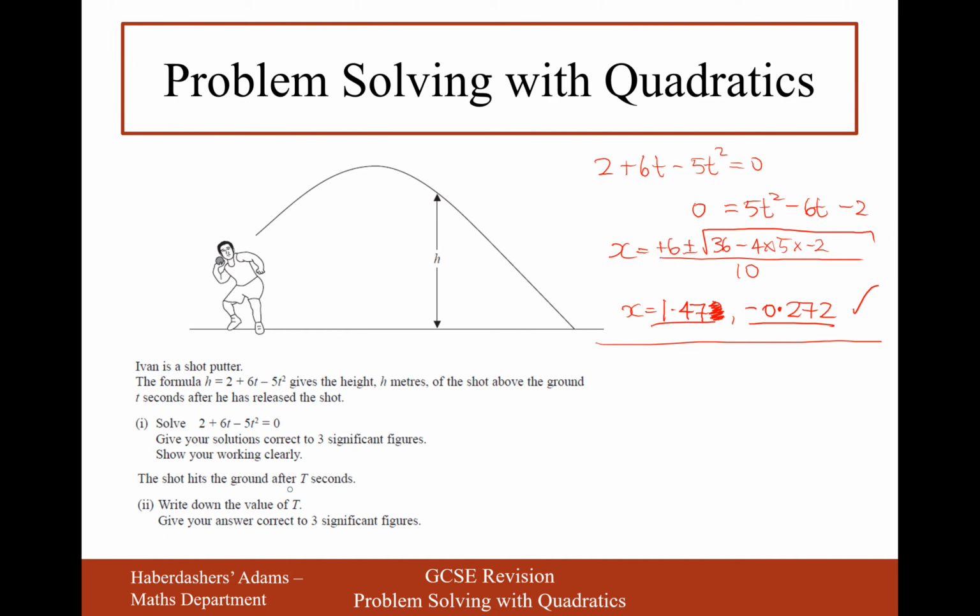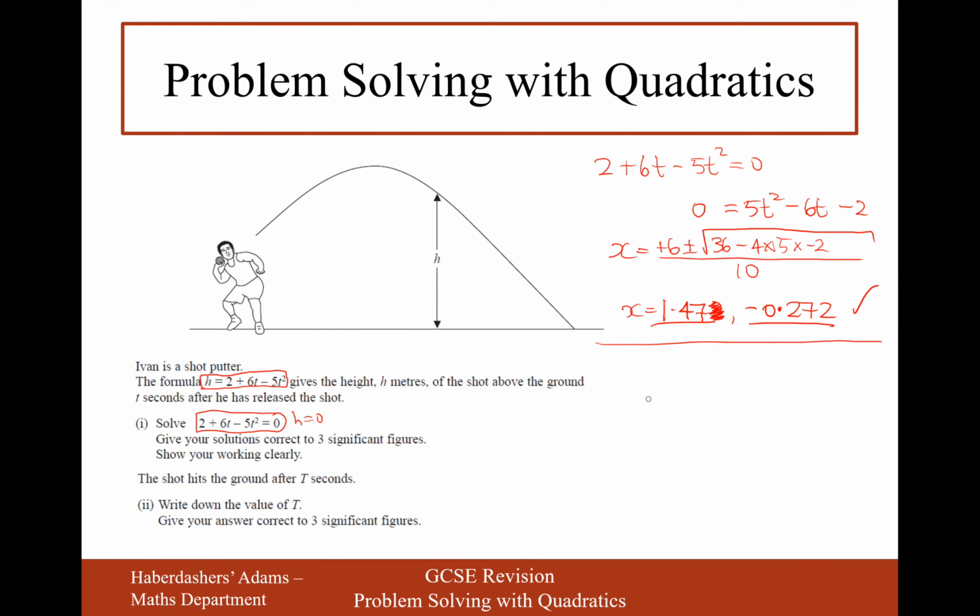The shot hits the ground after t seconds. Write down the value of t, giving your answer to 3 significant figures. Well, in this case, if h is equal to this expression here, what we've just done is effectively solve the equation when the height is equal to 0. And that's when it hits the ground. So if the shot put has just hit the ground, it's got a height of 0, so it's going to be one of our 2 solutions here because we've just solved the equation when it equals 0.